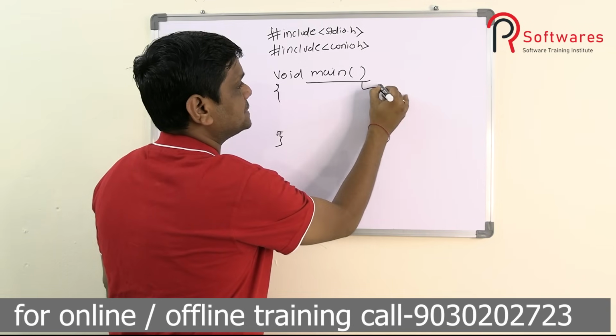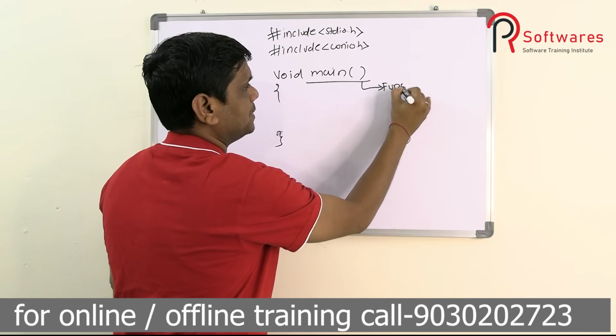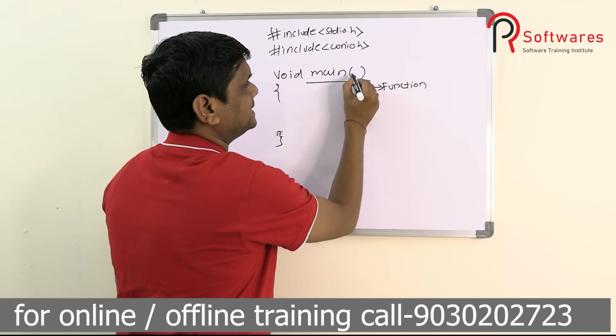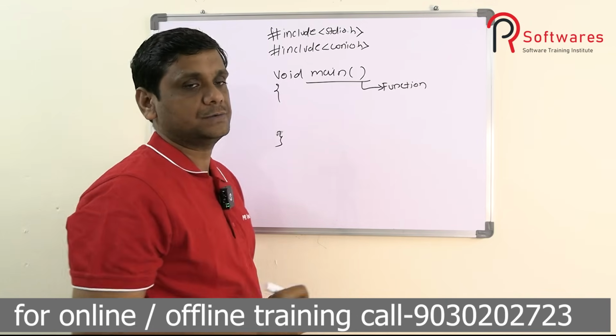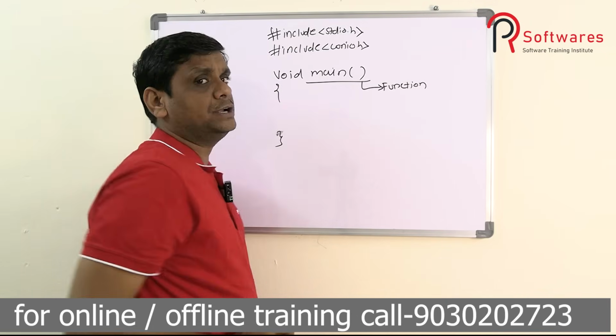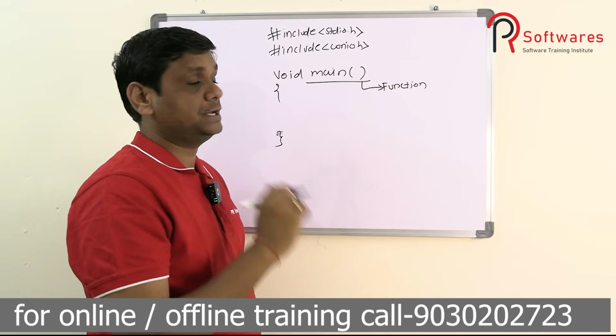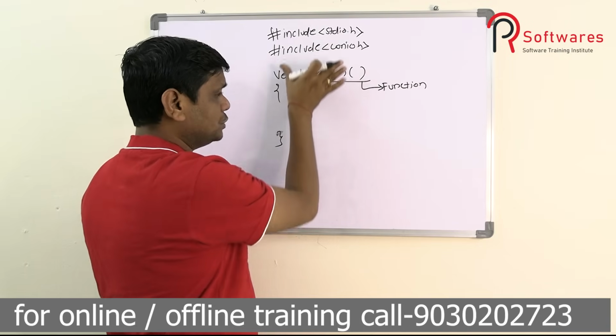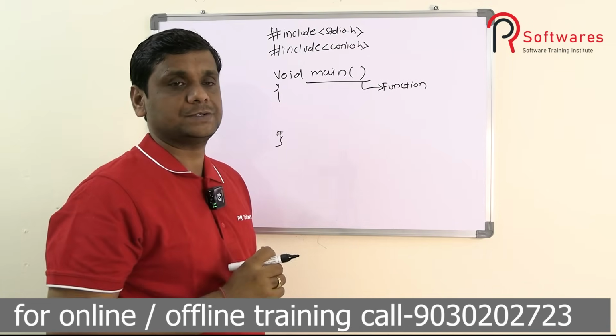So this is called a function. Remember this: wherever you get this bracket, that becomes a function. And this void is called the return type. So this is the basic structure of C language.